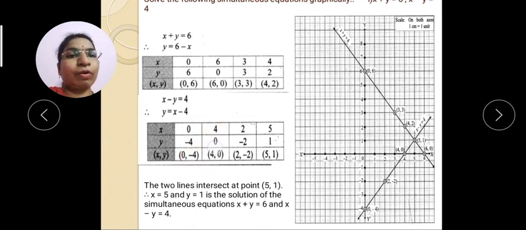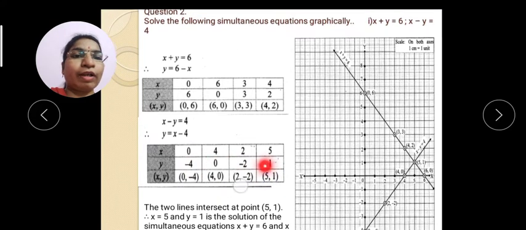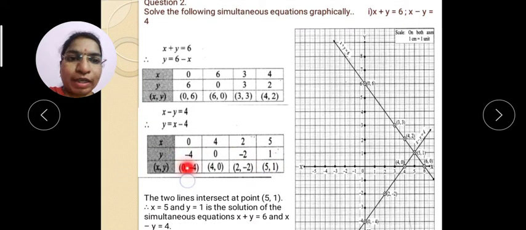Then x is 4. What is y? 4 minus 4 is 0. Then x is 2. 2 minus 4 is minus 2. And x is 5. Then 5 minus 4 is 1. So what are the coordinates of the 4 points? 0, minus 4; 4, 0; 2, minus 2; and 5, 1.